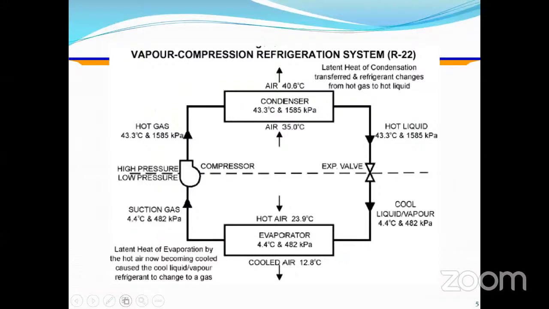The vapour compression refrigeration system using R22. So we could see the block diagram: what is the temperature, what is the pressure, the various stages and equipment. We see the compressor, the hot gas at 43.3 degrees C and 1585 kilopascal.